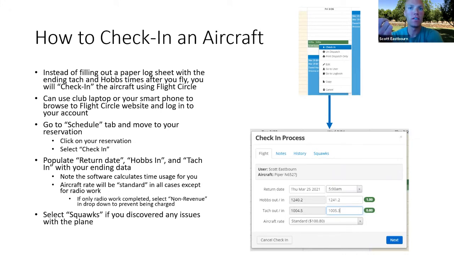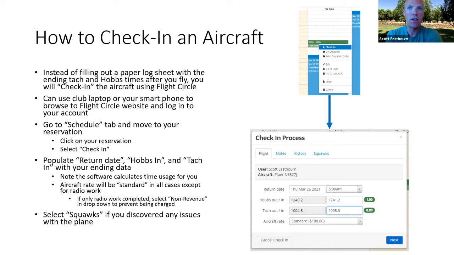So when you go to finish your flight, you'll click on your reservation inside the calendar, you'll click check in, and then this check-in process window will appear. So you can put in when you actually came back, the return date. That's not real important. It doesn't matter for billing, but if you want to keep track of how long the plane was out, that's helpful.